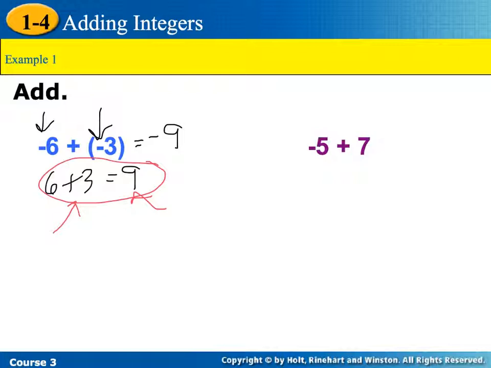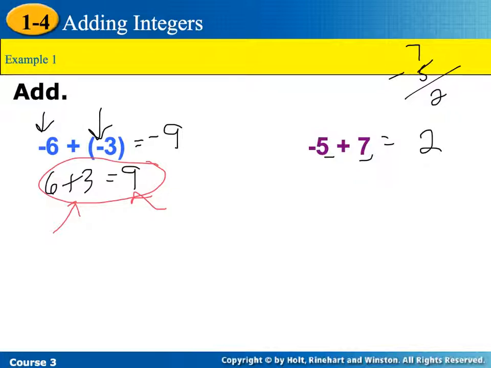All right, so if you look at -5 plus 7, do they have the same sign? No, they don't have the same sign. So when they have different signs, find the difference. I'm going to say that again. Different signs, find the difference. So find the difference between 5 and 7. Well, I take 7 minus 5. Remember, difference is subtraction. 7 minus 5 is 2. Okay, so I know my answer has a digit of 2.